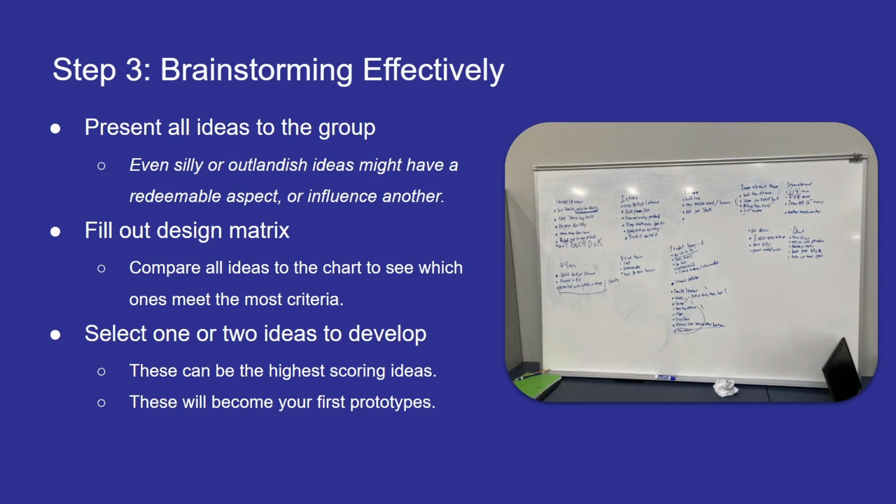Then we will fill out a design matrix using all of these ideas. We'll plug them all in and we'll see which ideas meet the most criteria or which ideas just sound the most reasonable. Once we have our list and we've narrowed it down to like one or two ideas that seem like they're the best, we'll start our prototyping phase and start pursuing these ideas to see if they have more merit and just start developing them.